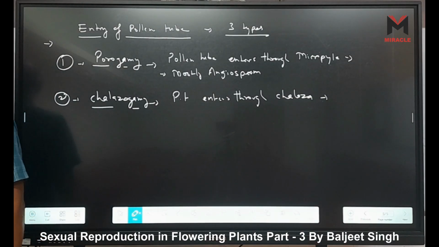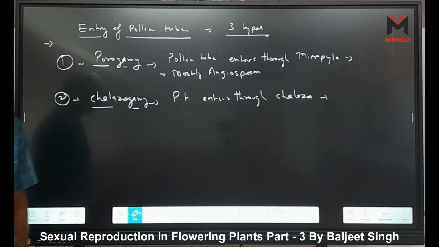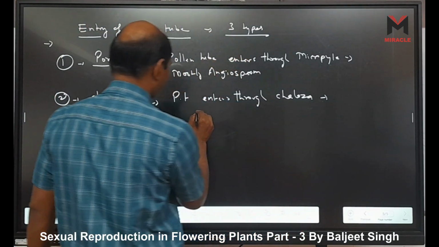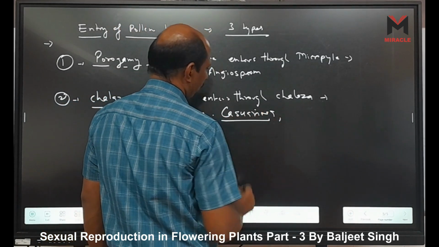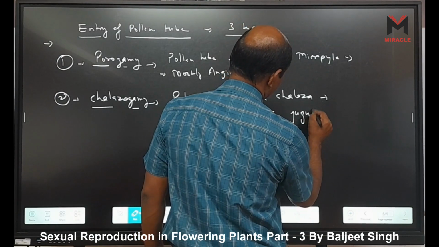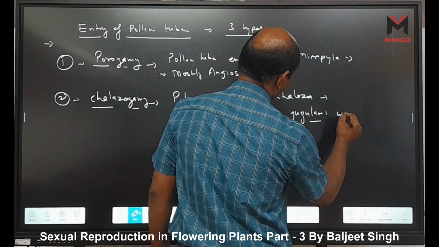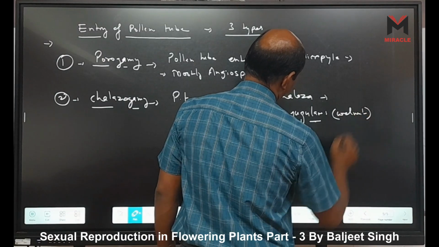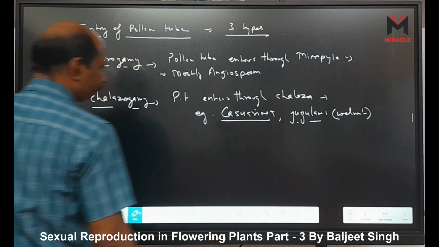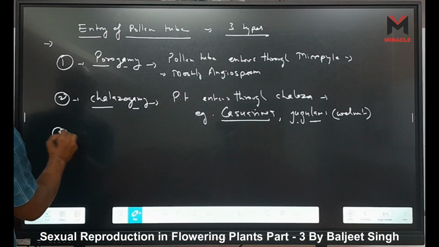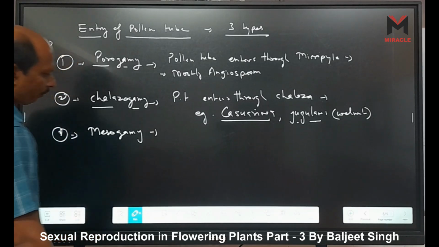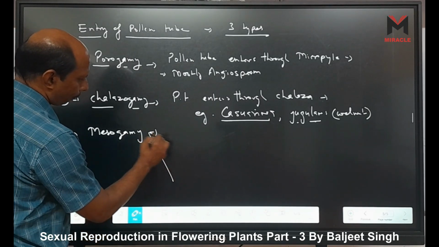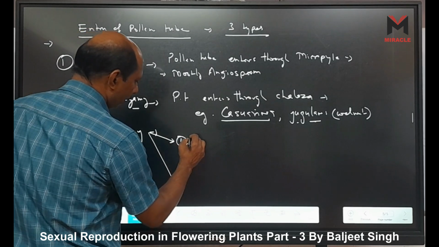As I already told you, it is present in where? Casuarina. As for example here, Casuarina, or another example is Juglans. Juglans means what? Walnut, right? Juglans is the scientific name. Third is mesogamy. Mesogamy is of two types. First, through integument.